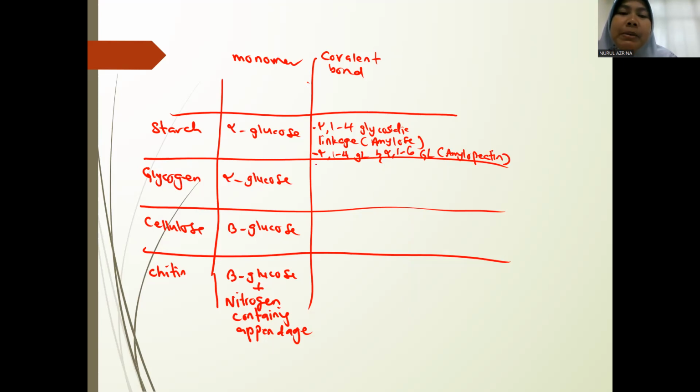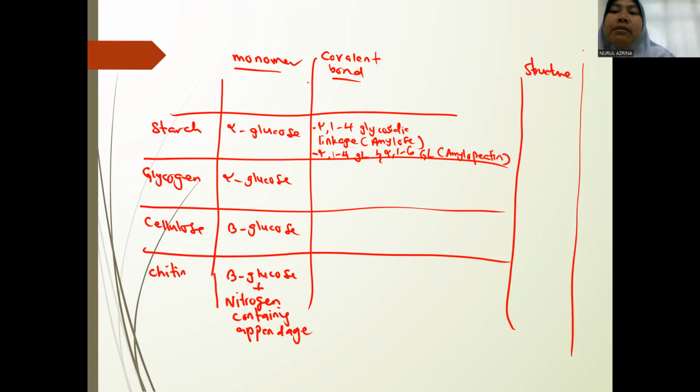Glycogen pula apa jenis ikatan dia? So, madam nak awak lengkapkan. Nanti kita akan bincang dalam kelas, alright? Or if madam terlupa, please remind me to discuss this with you. Okay, despite monomer, covalent bond, apa lagi kita nak? Structure. Structure, bentuk dia macam mana? And last one is function. Function. Okay, so complete this table.